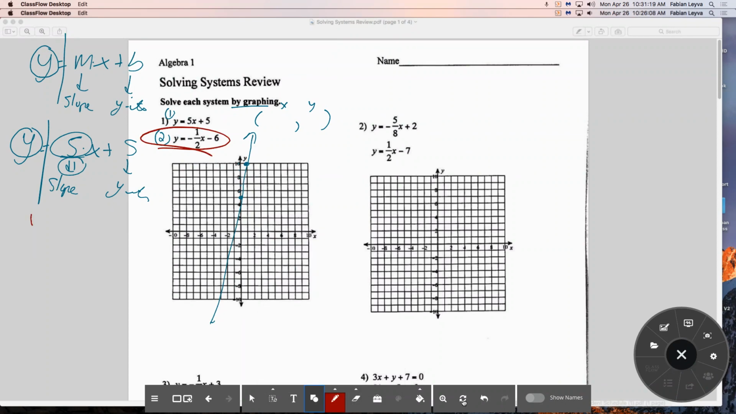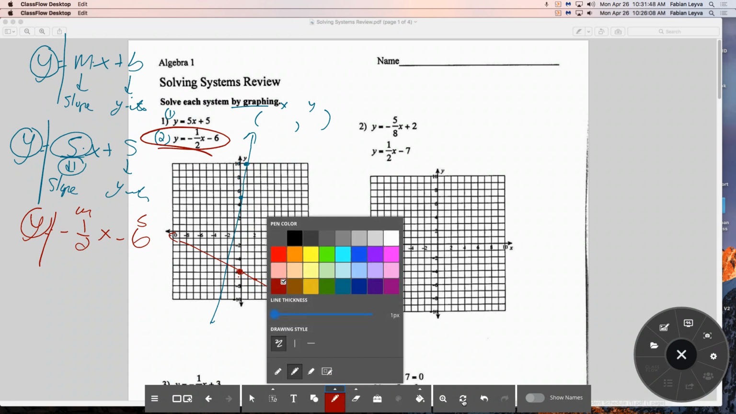Now notice our second equation is y is equal to negative 1/2 x minus 6. Again, we can see that our y is by itself. That means we can identify the slope and the y-intercept just by looking at the other side. I can see that my y-intercept here is going to be a negative 6, which is located right over here. Then I see my slope is a negative 1/2. Remember, the negative means that you are going down. So I'm going to go down 1 over 2.